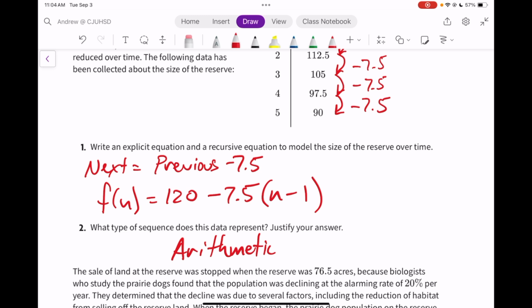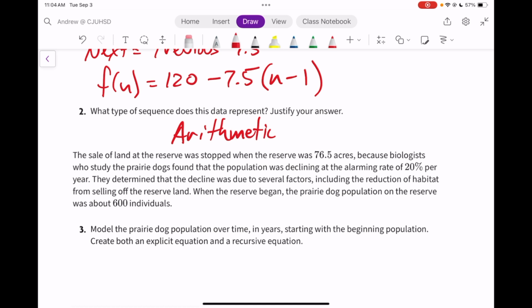Now, the sale of the land stops. This doesn't go on forever. It says it stops at 76.5 acres because biologists who study the prairie dogs found the population was declining. That means it was going down at an alarming rate of 20% per year. And so when the reserve began, there were 600 individuals. That's enough to create a geometric sequence.